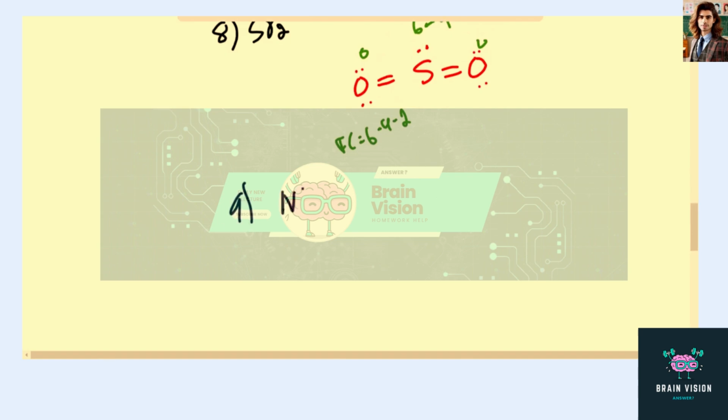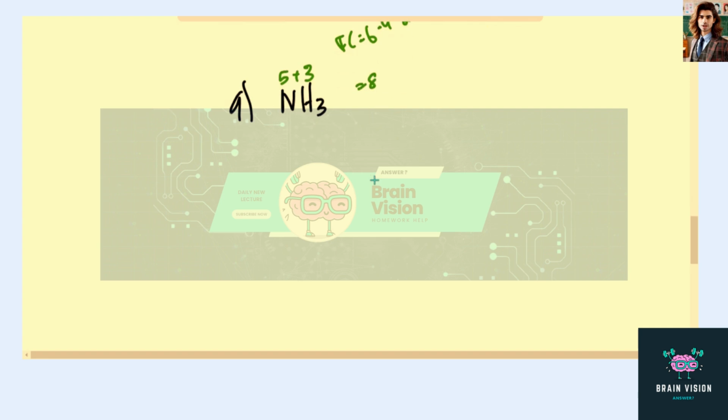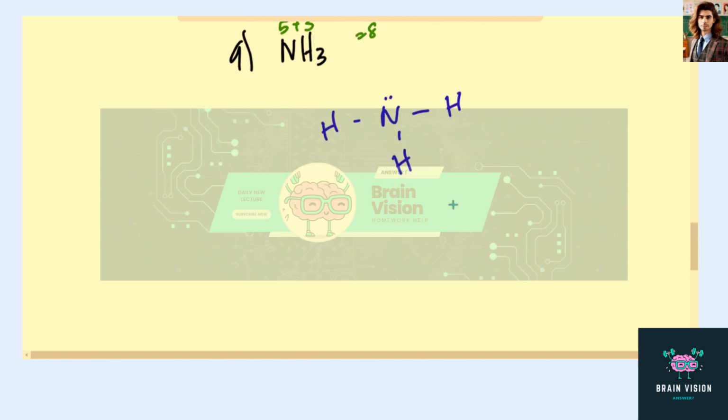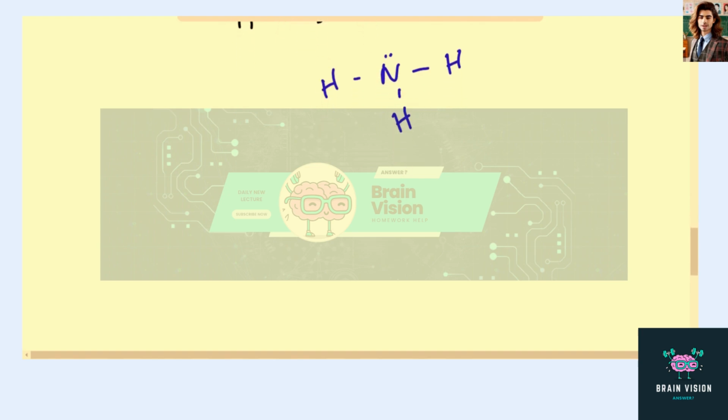Bonds. Okay, NH3. Nitrogen has 5 valence electrons, hydrogen has 3, so we got 8 total. Now we're going to put nitrogen in the center because hydrogen can never be in the center. And then 2, 4, 6, nitrogen needs to complete that octet. It will have 2 there. And yep, formal charge, all set.